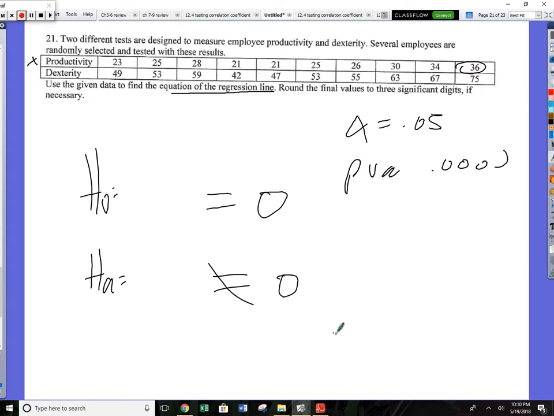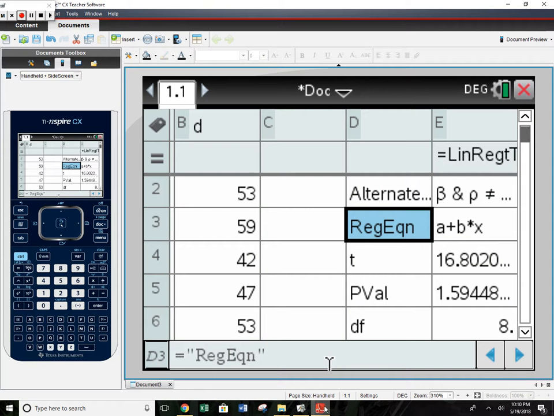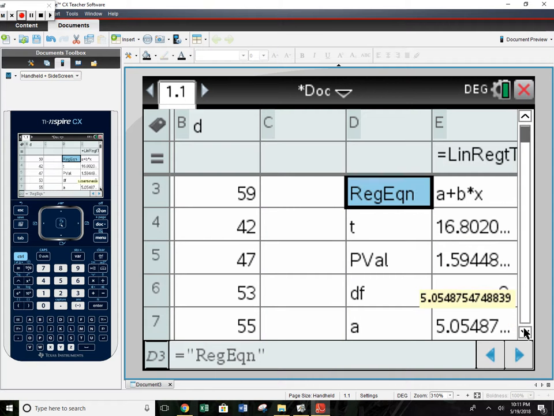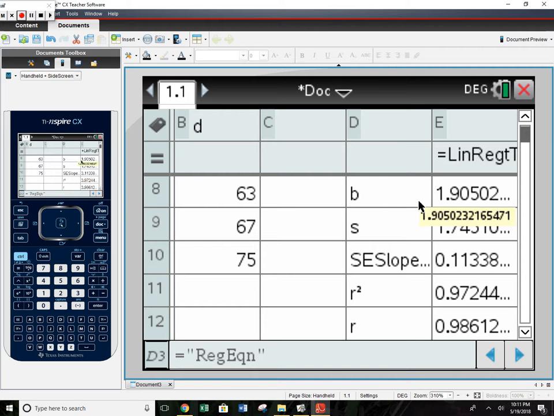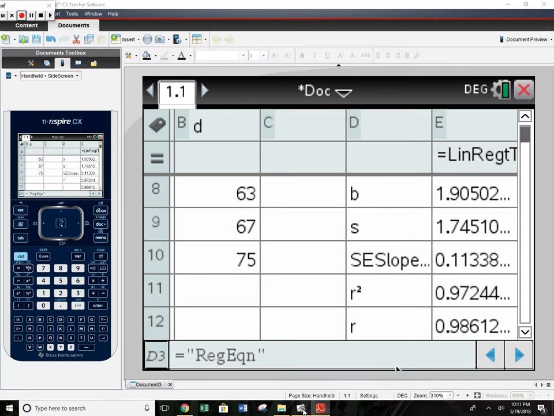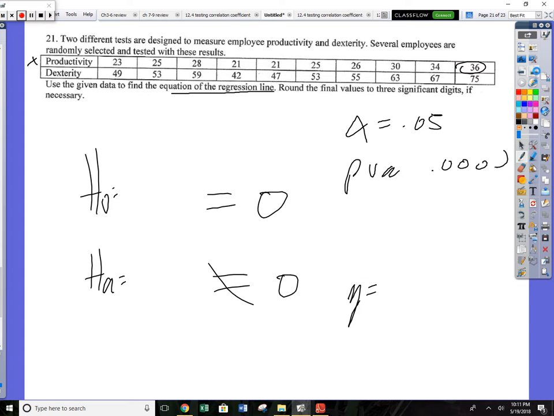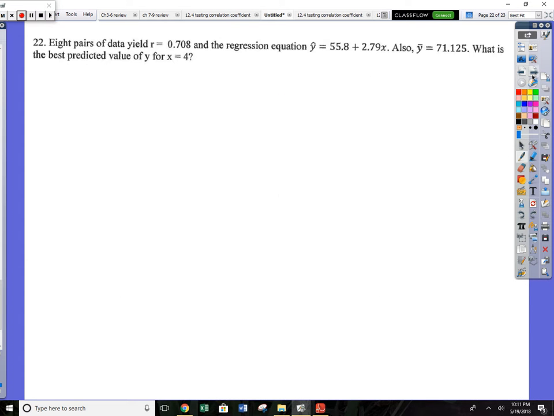So anyway, your regression line is going to be y equals a, and a, I gotta go down, a is 5.05 plus, that's your slope, so they're positively correlated, 1.905x. Okay, 22.